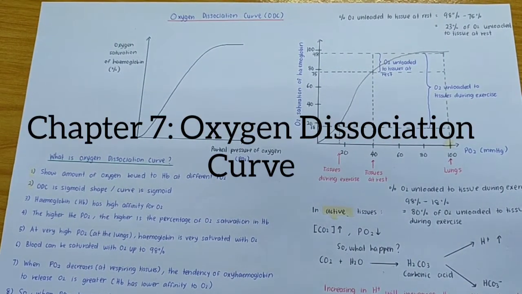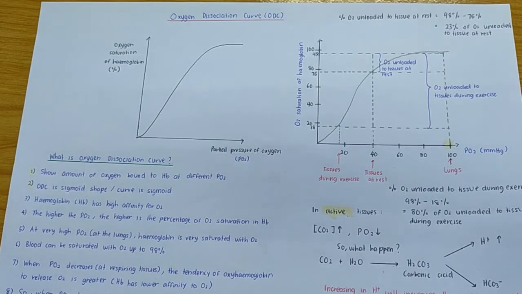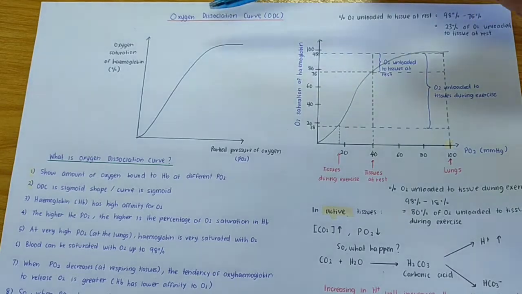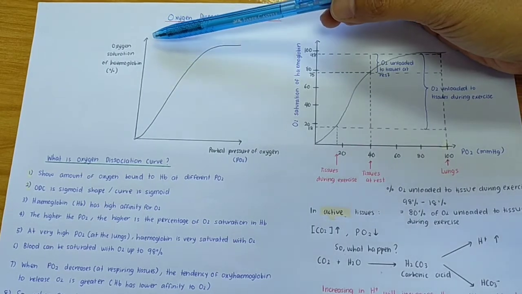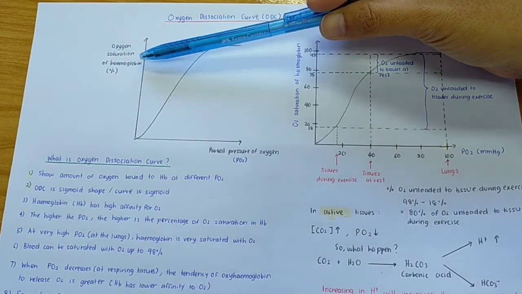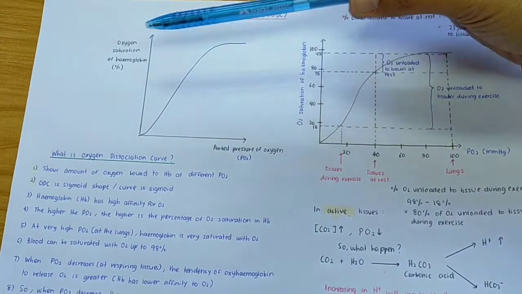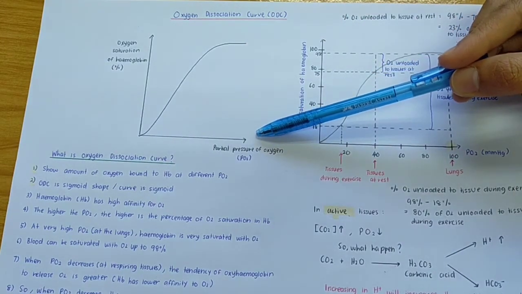So now we proceed to the next topic, which is oxygen dissociation curve. First of all, what is oxygen dissociation curve? It will be represented by this graph. If you look at this graph, it is the graph of oxygen saturation of hemoglobin, or percentage oxygen saturation of hemoglobin, against partial pressure of oxygen.